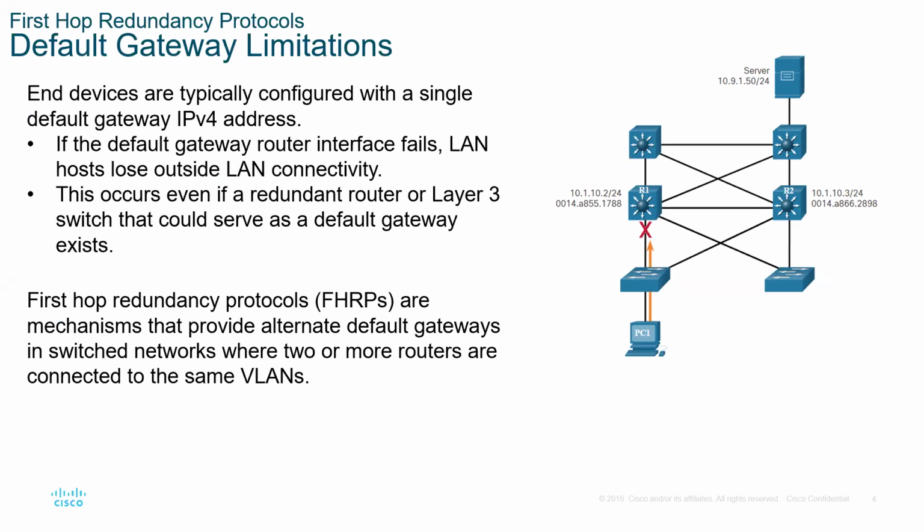Default gateway limitations. End devices are typically configured with a single default gateway. If the gateway router interface fails, LAN hosts lose outside LAN connectivity. This occurs even if a redundant router or a layer 3 switch that could serve as a default gateway exists. Redundancy protocols are mechanisms that provide alternate default gateways in switched networks where two or more routers are connected to the same LAN.